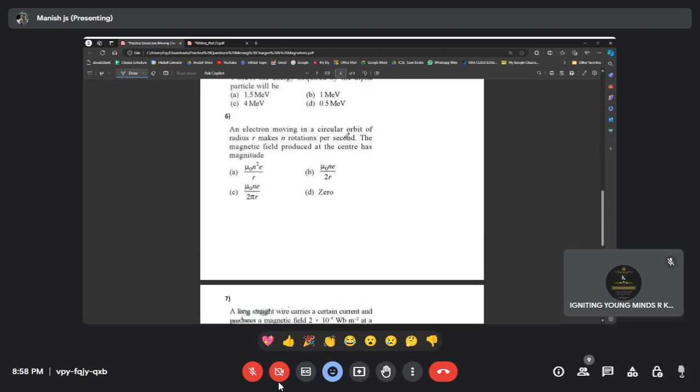The sixth one. An electron moving in a circular orbit of radius r and it is making n rotations per second. Here you see, children, frequency indirectly they have given. So magnetic field produced at the center. You remember I gave you the frequency relationship. So make use of that relationship, v by r. So what will be the answer for this? This you can say directly itself.